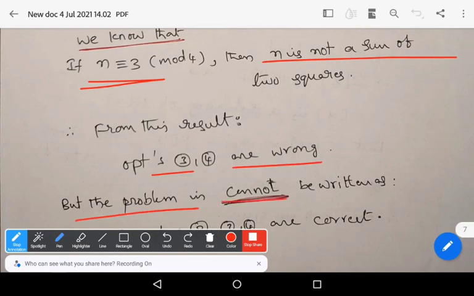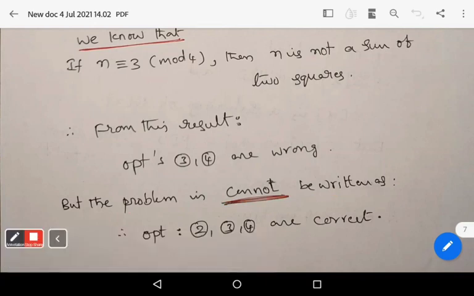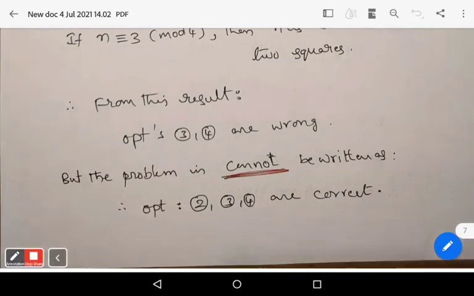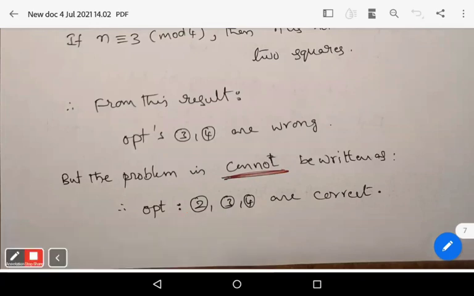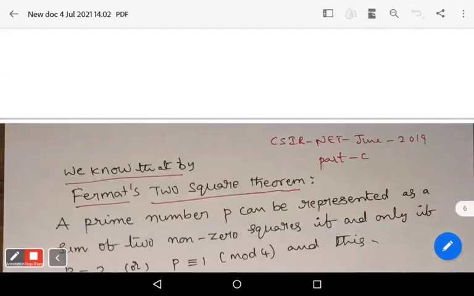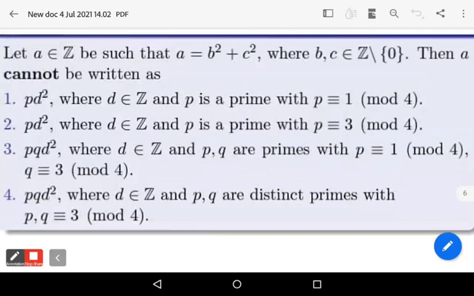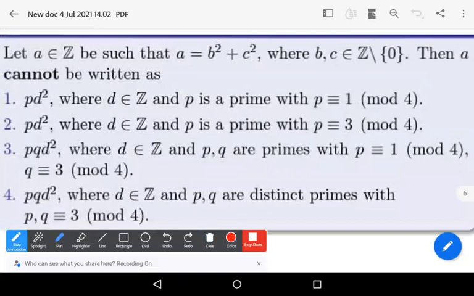But in the problem, the question is cannot be written as. So option number 2, option number 3 and option number 4 are correct because it is not possible to write them as a sum of squares of two numbers. But in the case of the first one, it is possible to write like this: a equals b square plus c square. According to this, cannot be written as, so option 1 is wrong and the remaining 3 options are correct. Observe that and wish you all the best.